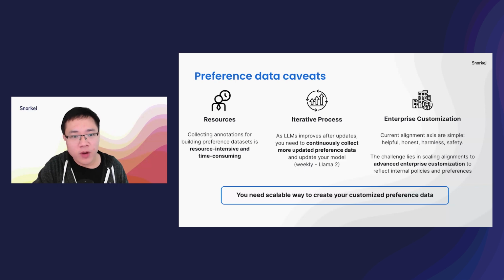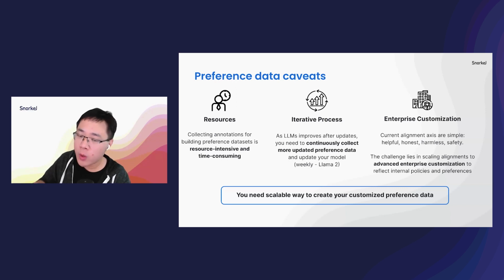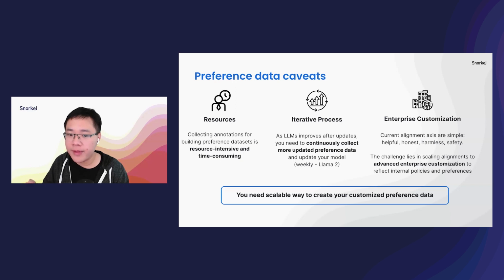And there are some caveats with preference data. It's very resource intensive and very time consuming. It's an iterative process because your model keeps on improving after updates, so your preference data also needs to be updated. In the case of Llama 2, they actually update their preference data weekly, which is a very time intensive, resource intensive process. You need to continuously collect that data.